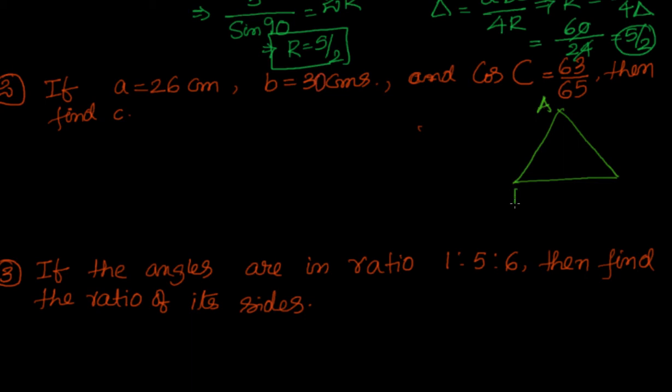So A, B, C, this is my triangle. Given to me, A is 26, so I will take this as 26. B is 30, that means this is 30.